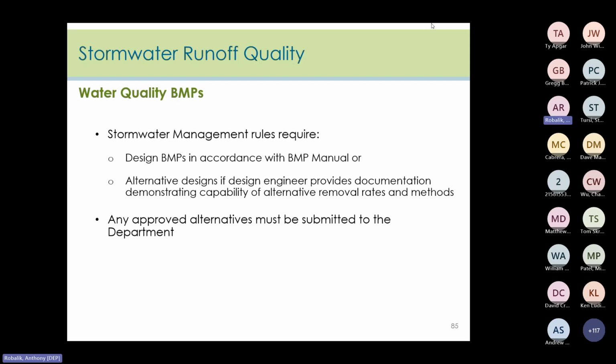So BMPs being used to meet the water quality standard must be designed in accordance with the BMP manual. Alternative designs that deviate from the BMP manual requirements may be used, but these designs must be submitted to the department for approval.